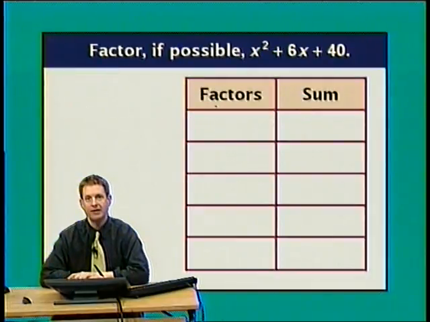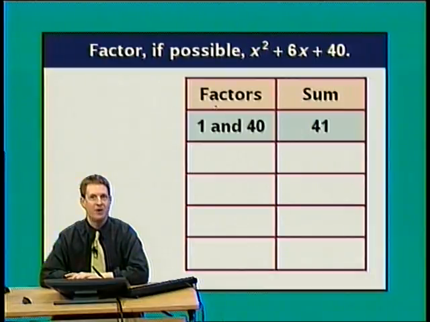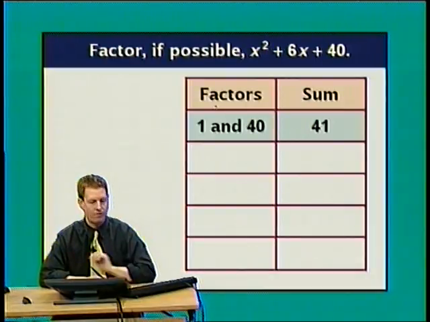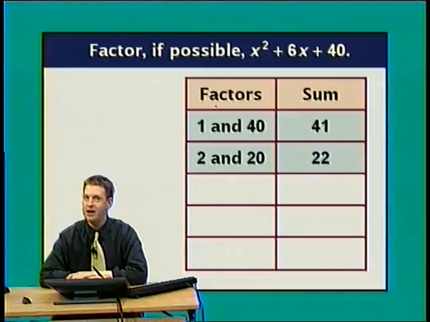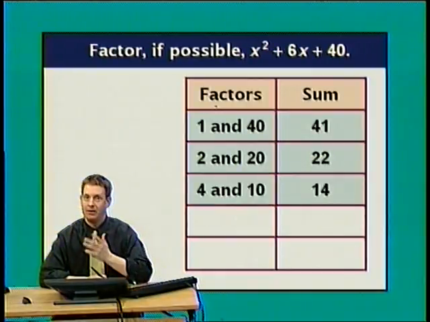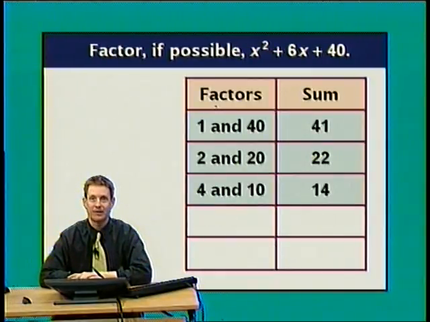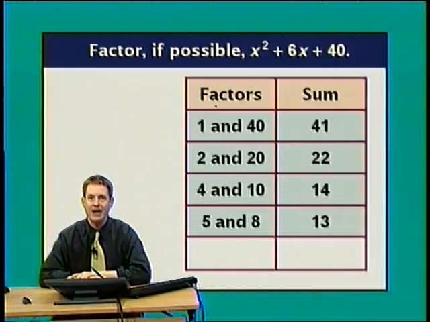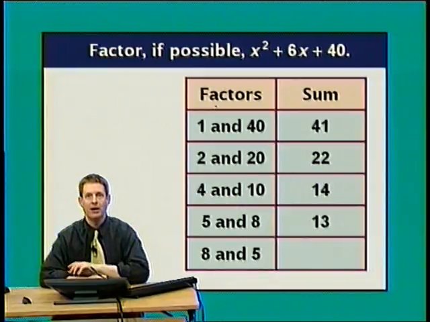So let's go through our list of candidates. 1 goes into 40 40 times, but 1 and 40 do not add to 6. 2 goes into 40 20 times, but 2 and 20 don't add up to 6. 3 doesn't evenly divide into 40. 4 goes into 40 10 times. 4 and 10 don't add up to 6. 5 goes into 40 8 times, but 5 and 8 don't add up to 6. 6 nor 7 divide evenly into 40. 8 divides evenly into 40. But guess what? We've already considered this pair of numbers.